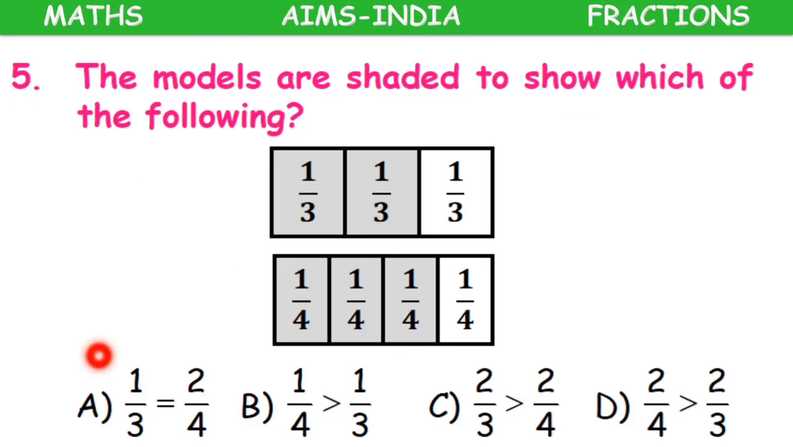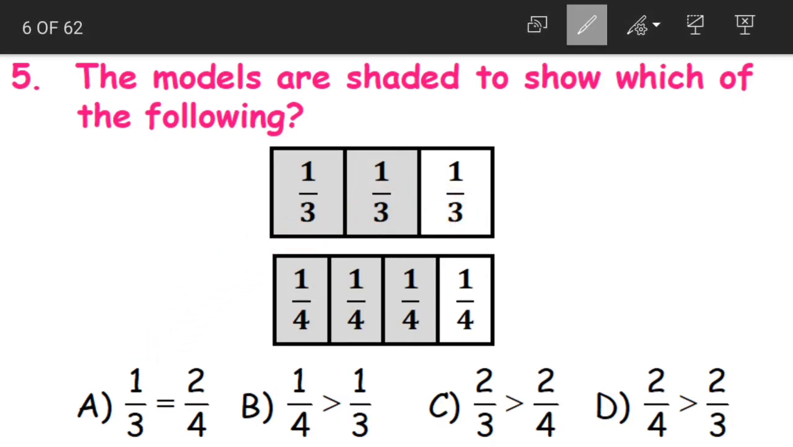Next, the models are shaded to show which of the following. 1 by 3 is, see, you can see that the box is divided into 3 parts here, and here it is divided into 1 by 4. So from this what can we say? Is 1 by 3 equal to 2 by 4? This is 1 by 3. And what is 2 by 4? 1 by 4 plus 1 by 4 is equal to 2 by 4. Are these two equal? No. So option A is wrong.